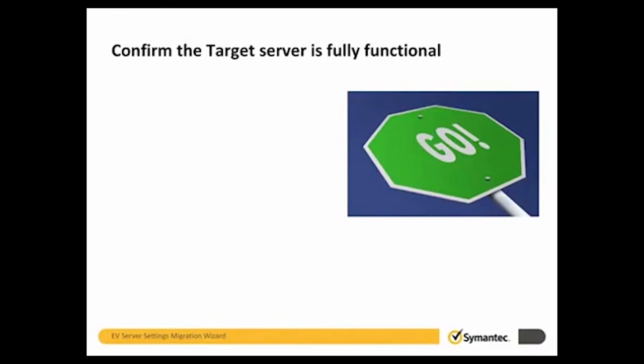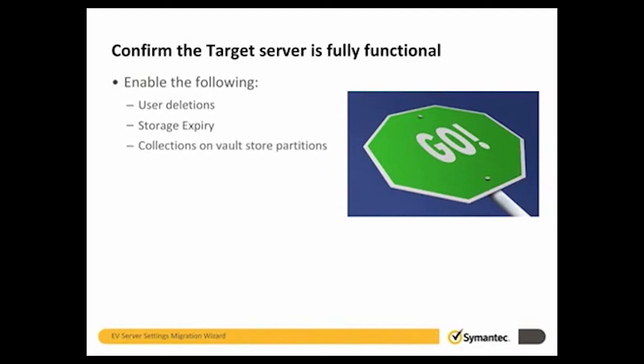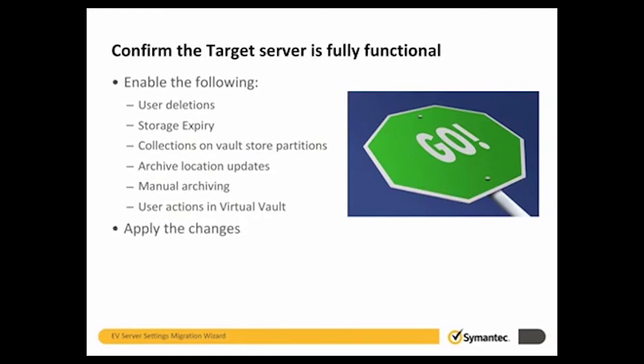Before the EV environment is fully functional, the following operations need to be re-enabled: user deletions, storage expiry, collections on the Vault Store partitions, archive location updates, manual archiving, and user actions in the virtual vault. To apply these changes, a restart of IIS and the EV storage service is required, along with the synchronization of the user mailboxes.